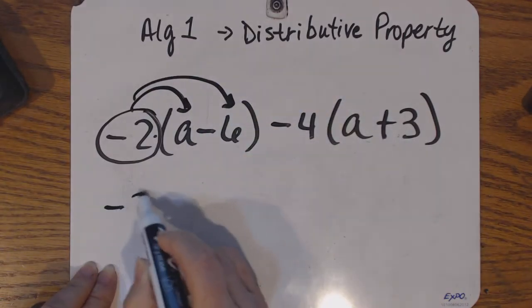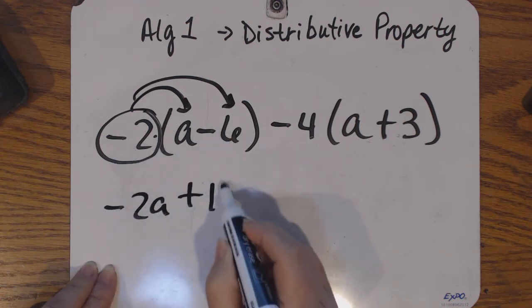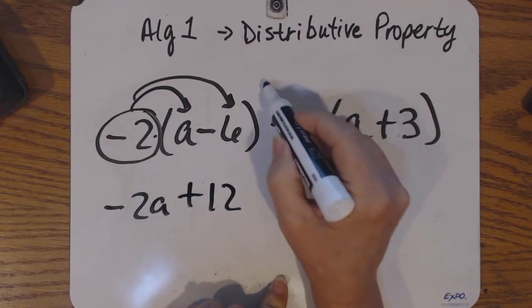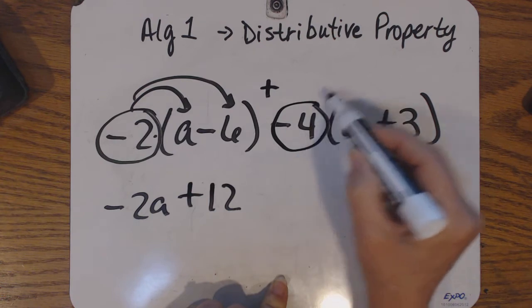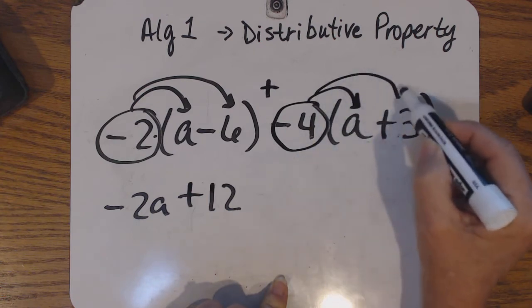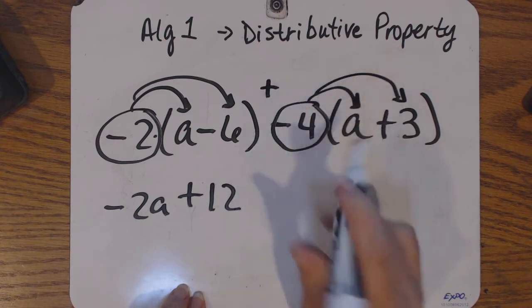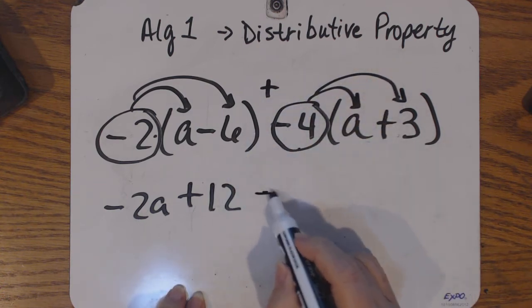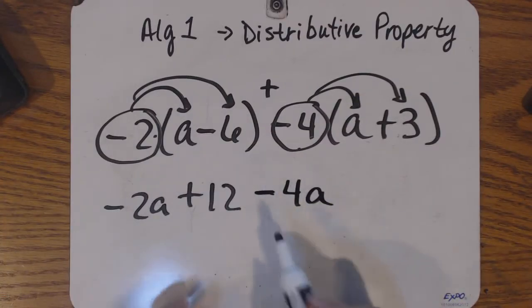So I've got negative 2a, negative 2 times negative 6 is positive 12, okay? And then what I have is plus, I can write it this way. This is like plus negative 4 times all this, okay? Adding the opposite. So I'm going to do the negative 4a. I could say plus negative 4a, or I could just subtract 4a.